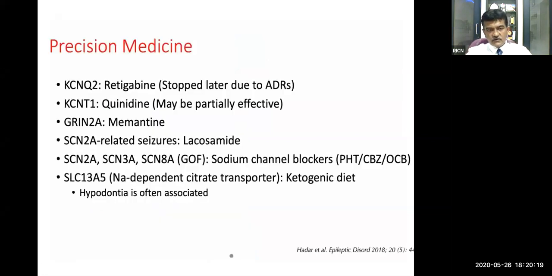Nowadays, with a lot of improvement in the genetic mechanism of many seizures, this is an era of precision medicine. So KCNQ2, these are the different mutations. This KCNQ2 mutation can present in the neonatal age. The rest can present a little later. But these are specific medicines which we should use without wasting time if we have a positive mutation in the genetic state.